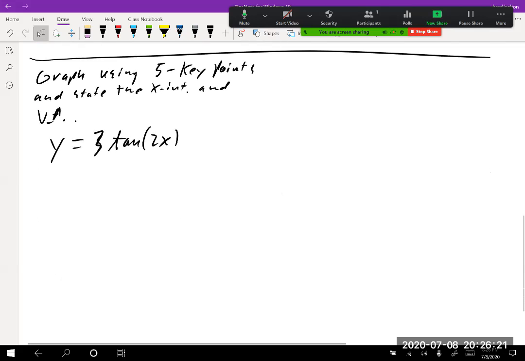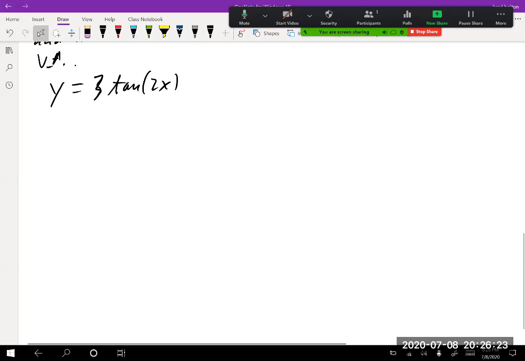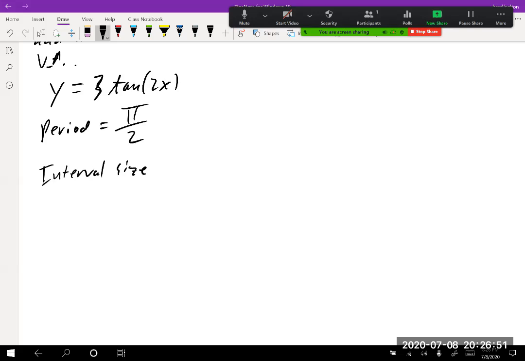Okay, so what we do first is we're going to find our period. So our period is equal to pi divided by omega, which is pi halves, right? So this is pi divided by omega, right? So just keep that in mind. That's where the 2 came from, omega in this case was 2. So then our interval size is going to be pi over 2 times 1/4, which is pi over 8.